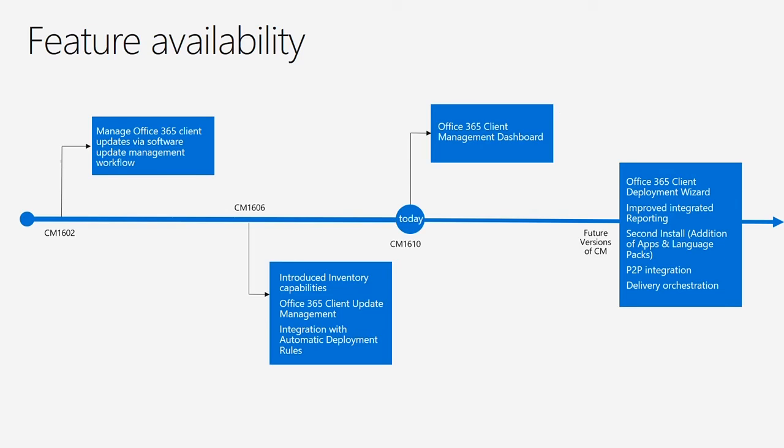Future versions of SCCM, Config Manager. These are some of the things that we're working on. Office 365 client deployment wizard, as you saw. Improved and integrated reporting. Second install: once you have that first initial install, being able to manage those locations, manage that install, rather than having to go and redo that wizard and remove an application or something like that. Being able to do a second install and say, okay, we're ready to add back on Skype for Business or such. Just an easier, more simplified wizard. Peer-to-peer integration and delivery orchestration. Again, these things are future versions of ConfigMan.